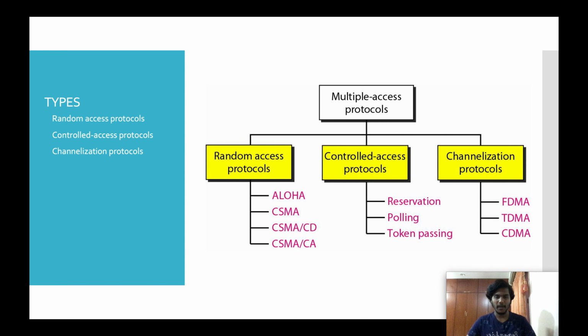Now, coming to the main point of ALOHA, we've seen it's a random access protocol, and it was developed for LAN networks, or local area networks, basically at the start of the 1970s. And there are two types. One is pure ALOHA and the other is slotted ALOHA.